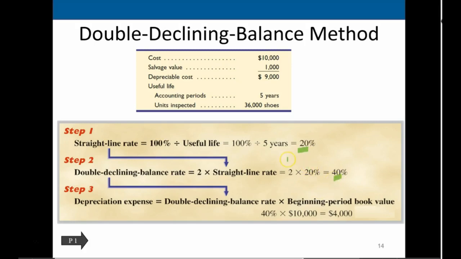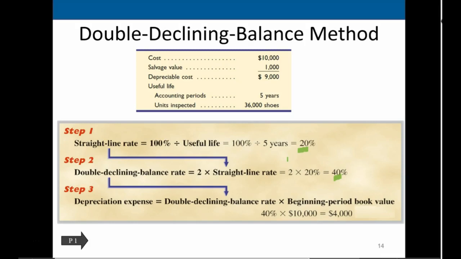So what we're going to do is we're not going to calculate the salvage value. That's the tricky thing here. We're just going to take the cost, ignoring the salvage value, times the double declining rate, which is now 40%, and that gives us the depreciation in the first year. It'll be twice a straight line rate if we did not consider the salvage.